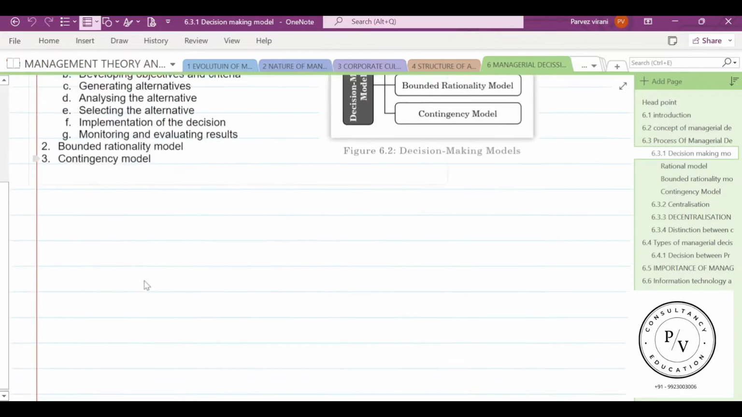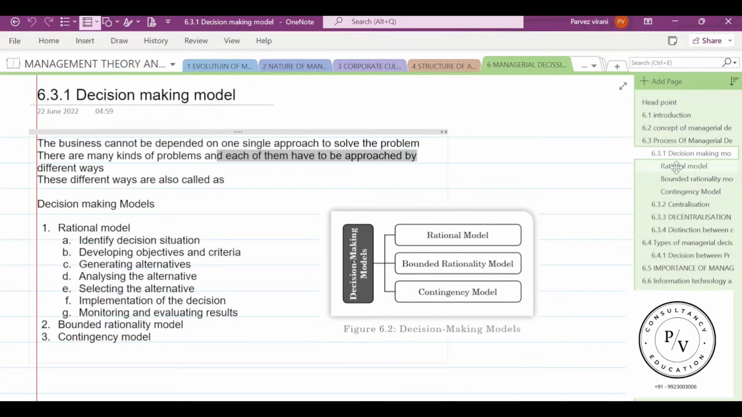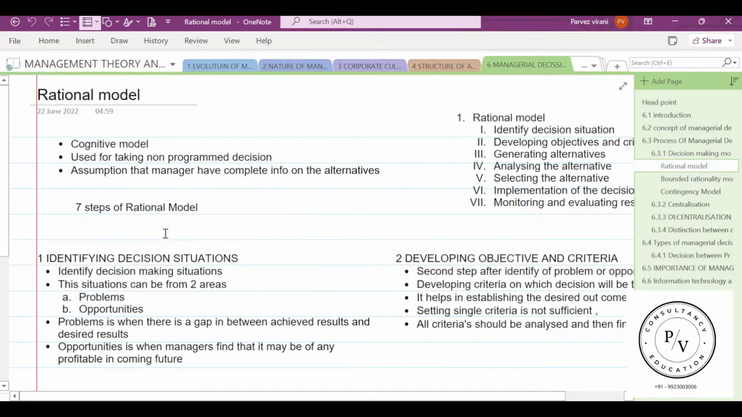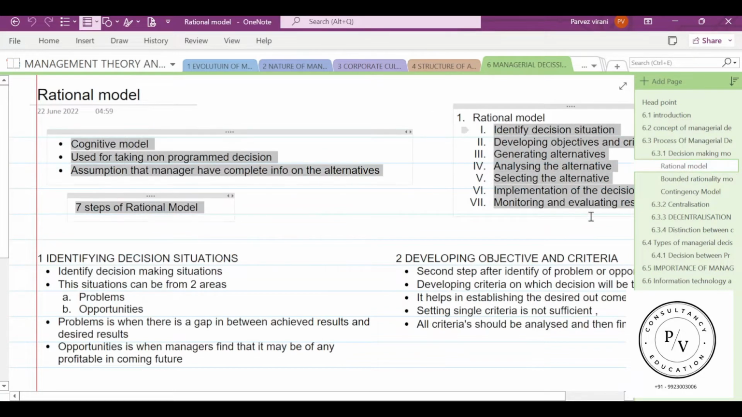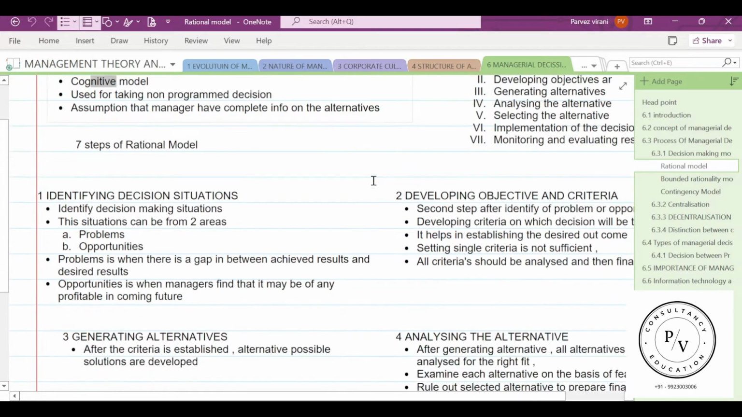Then the bounded rationality model and the contingency model. Let's go through each model. First, the rational model. It has all these steps. It's a cognitive model used to make non-programmed decisions. It assumes that managers have complete information on the alternatives.